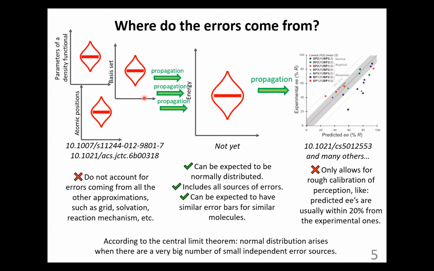So from our perspective, the solution is to use a cumulative error in energy, which can be expected to be normally distributed, includes all sources of errors, and can be expected to have similar error bars for similar molecules, because mostly the errors will be similar. Why is the first true? It's because of the central limit theorem, according to which a normal distribution arises when there is a very big number of small independent error sources.